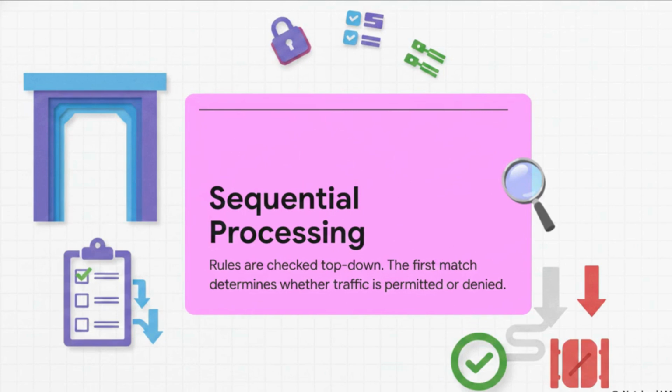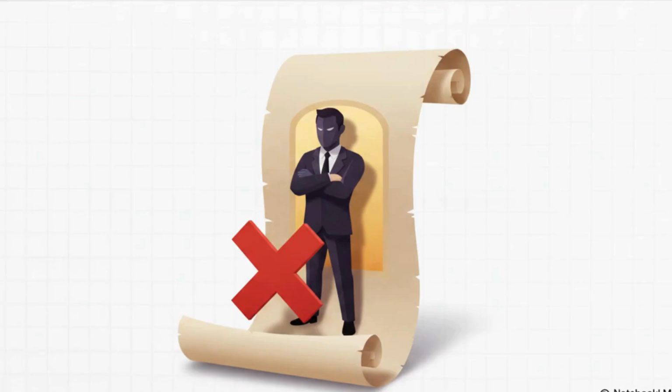Let's take the first rule, sequential processing. This simply means rules are checked top-down. The essential takeaway here is that the bouncer reads your list strictly from the top to the bottom. The very first match it finds determines if that traffic gets permitted or denied. And here's the kicker. Once a match is made, the bouncer stops reading the list entirely. If you have a broad deny everything rule sitting at the very top and a super specific permit web traffic rule at the bottom, that web traffic is getting denied because the router never even looks at the bottom rule. The order matters immensely.